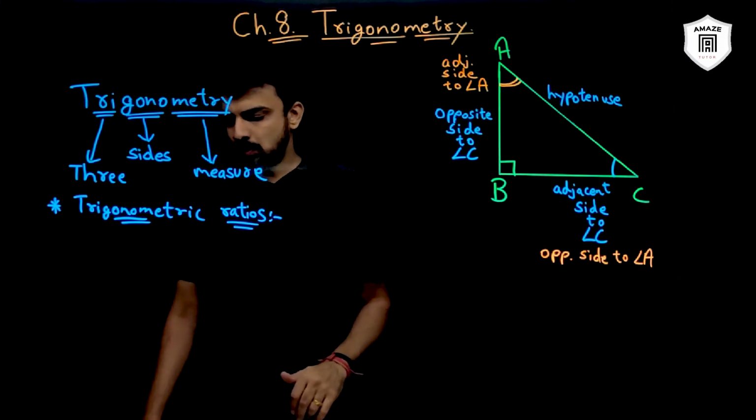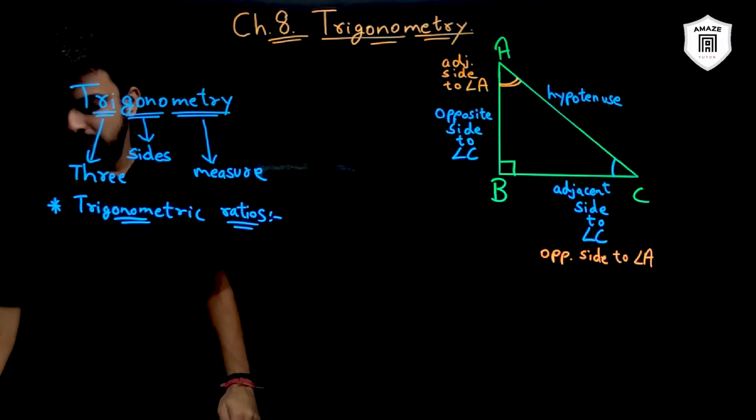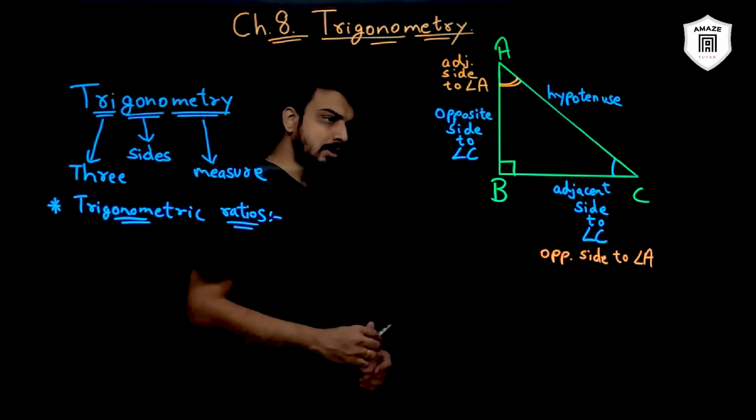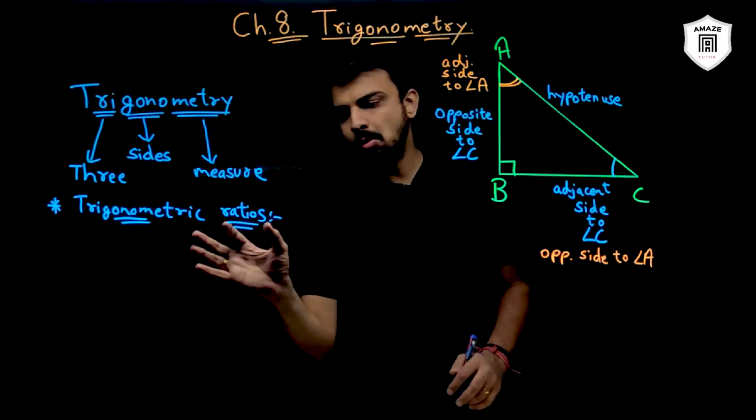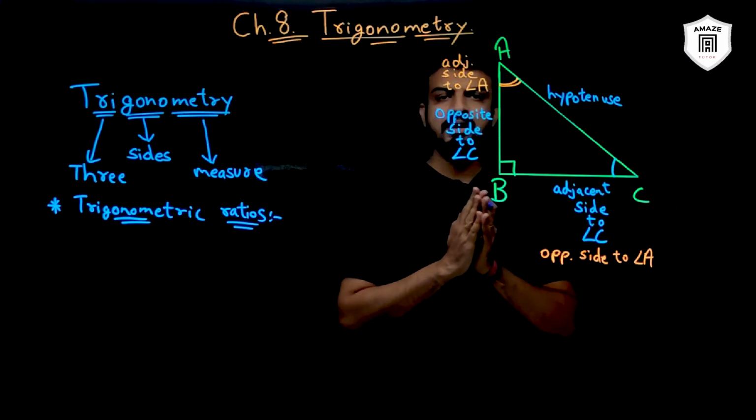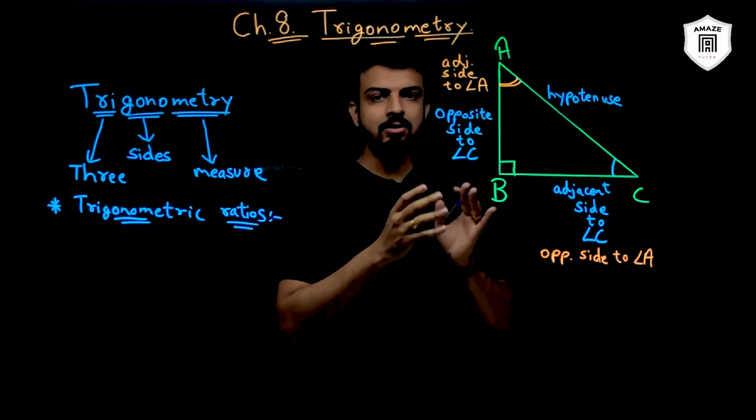Now, as we are going to talk about ratios, I want to take the ratio of the side lengths of the triangle.